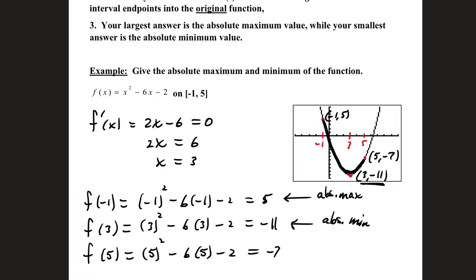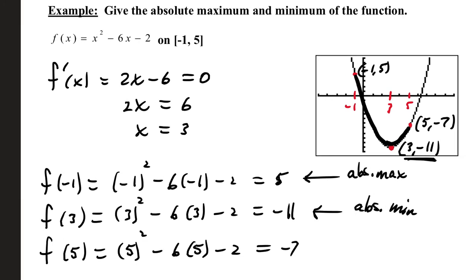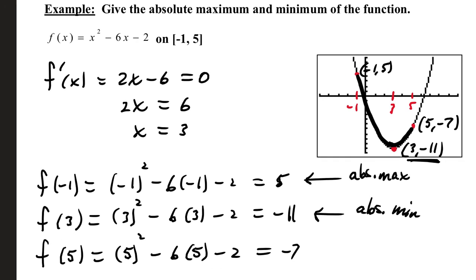Let's do another example. Give the absolute maximum and minimum of the function. We have the function x squared minus 6x minus 2, but we're asked to keep the interval only between -1 and 5. So on this graph to your right, I have highlighted the portion of the graph that extends from x equals -1 to x equals 5. No less and no more. Only highlighted between -1 and 5.